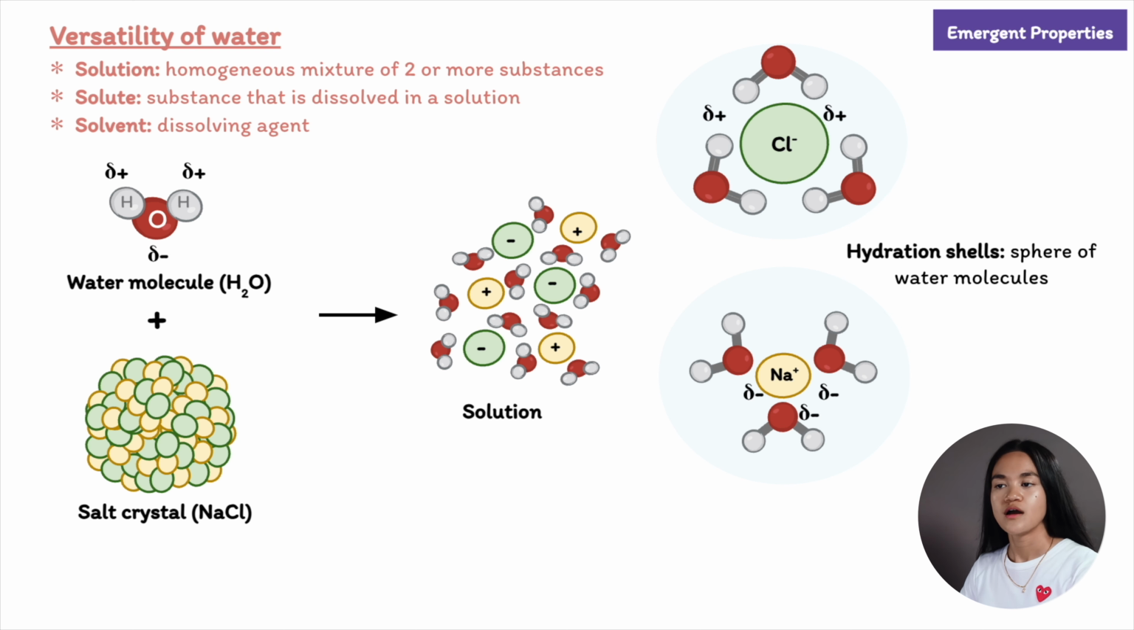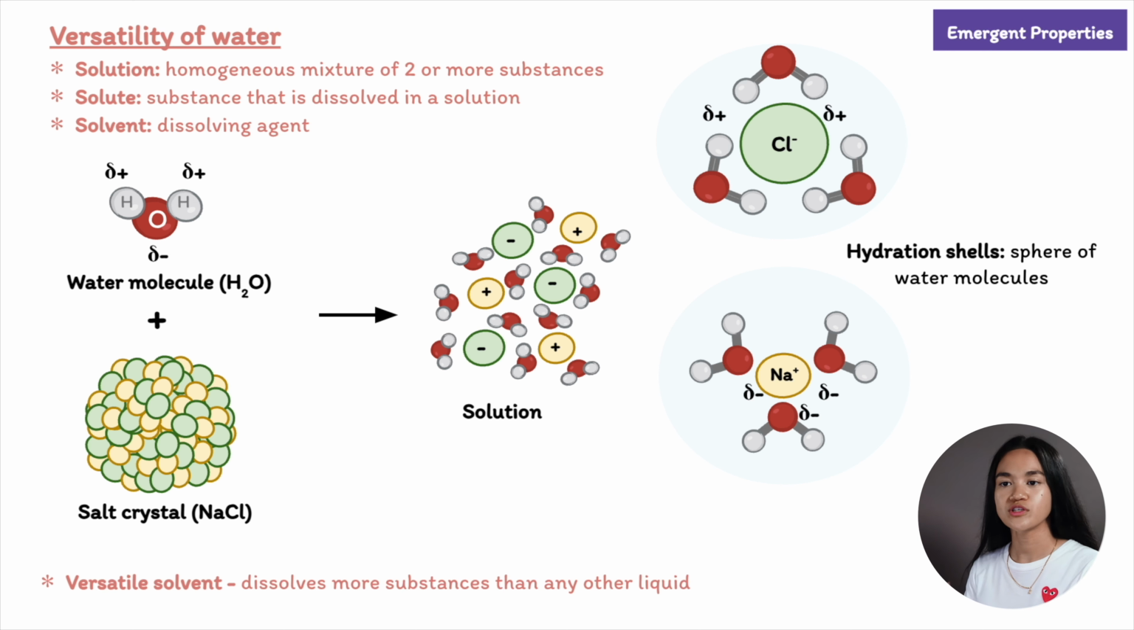shells are formed. A hydration shell is a sphere of water molecules around each dissolved ion. So now we have a solution of two solutes, sodium and chloride ions, mixed homogeneously with water, which is our solvent. When water is a solvent, this is known as an aqueous solution. And the reason why water is a versatile solvent is because it dissolves more substances than any other liquid. All right, so that is the emergent properties of water.